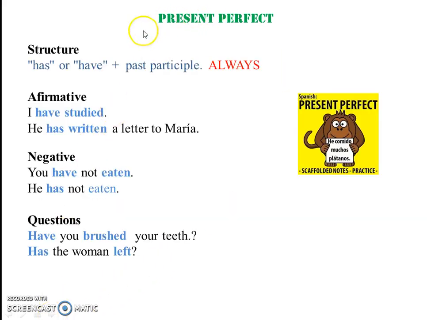The structure of the present perfect is has or have plus the past participle. These two elements have to be always there. And here we have the affirmative structures: I have studied, or he has written. Have is for I, you, we, and they, and has is for the third person: he, she, and it. This is the negative form: You have not eaten. He has not eaten.